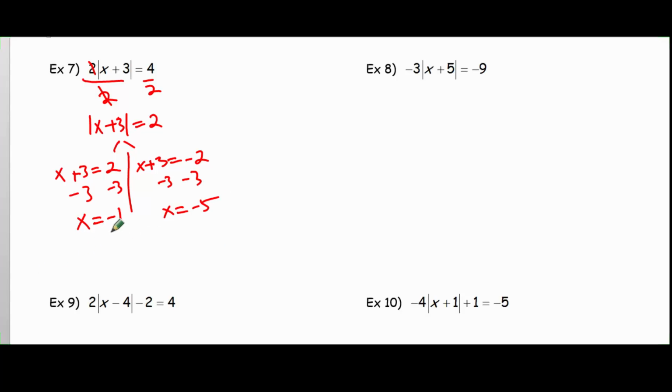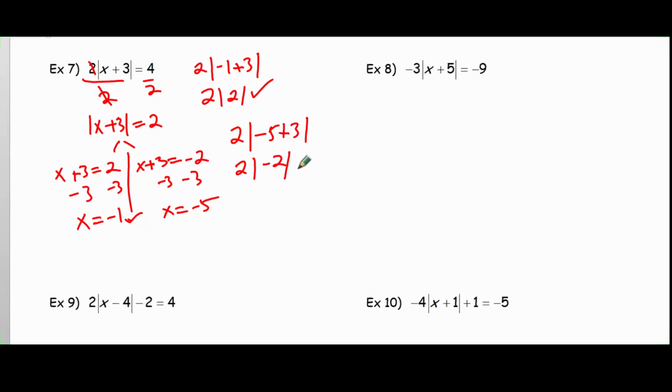So hopefully you got those 2 numbers. And we can check them really quick. 2 times the absolute value of negative 1 plus 3. So 2 times absolute value of 2. So 2 times 2 is 4, works out. And we want to check negative 5. So 2 times absolute value of negative 5 plus 3. So that gave me 4. So it's 2 times absolute value of negative 5 plus 3, which is negative 2. Absolute value of negative 2 is 2. So 2 times positive 2 is 4.